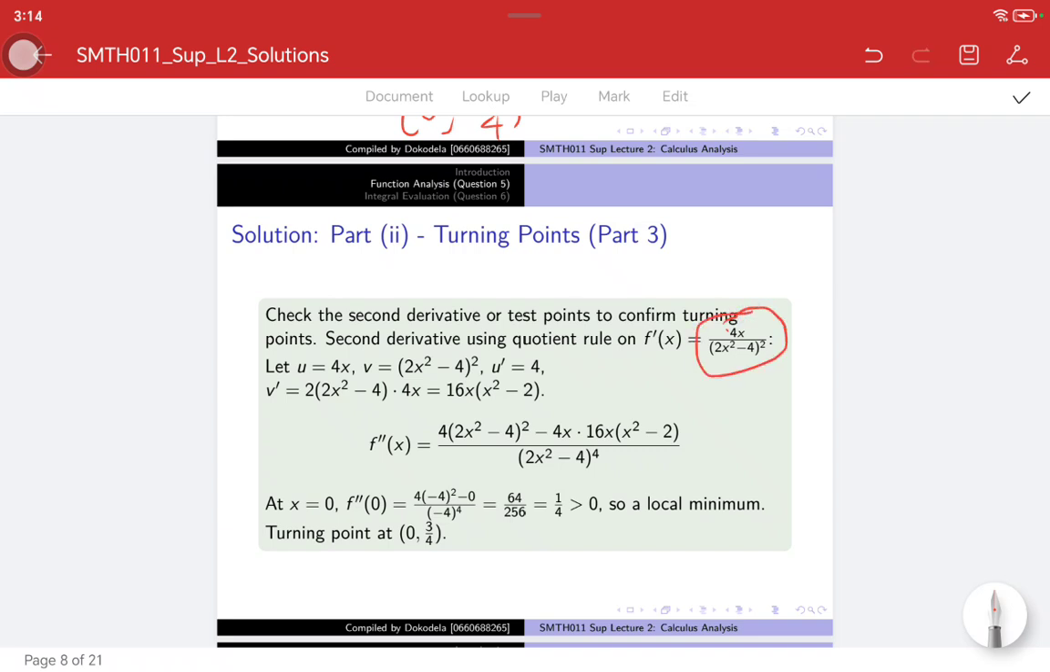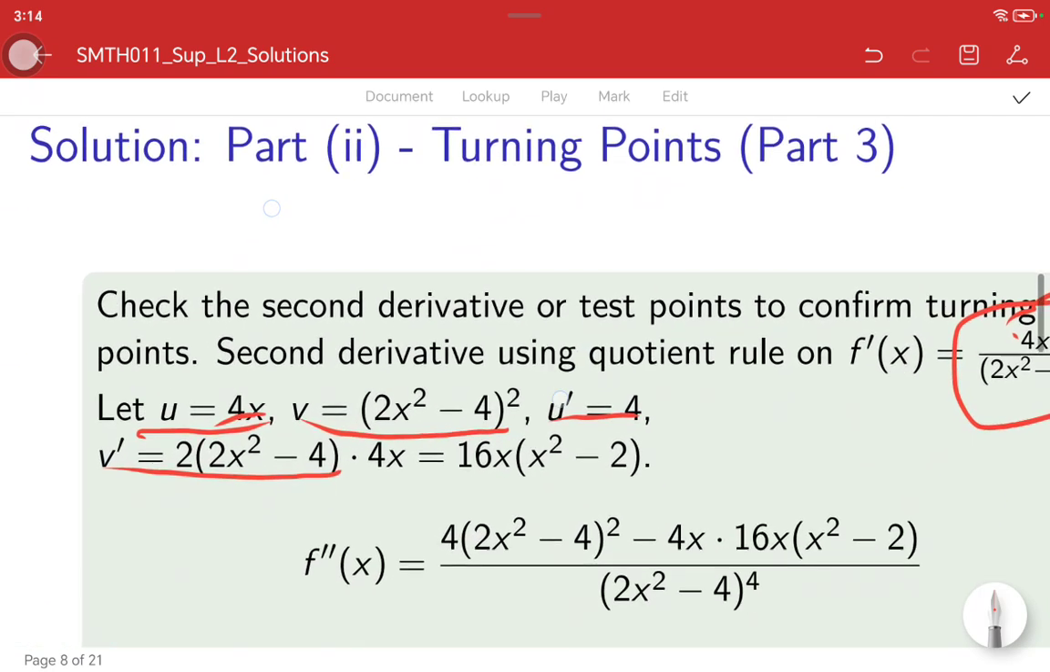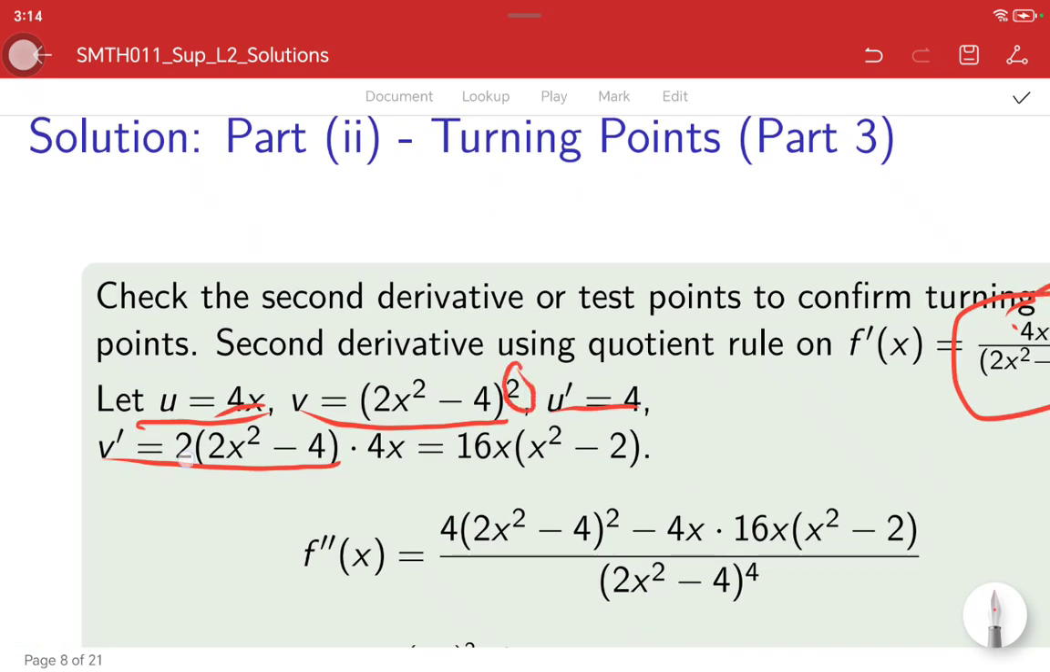This is the function. It means that I can let u be equal to 4x. I let v be equal to this denominator. Then I find u prime and v prime. Remember how to derive this. Here we first drop the 2. We keep this as it is, we subtract 1 from the power, and we multiply by the derivative of the inside. When I derive 2x squared minus 4, I get 4x. The derivative of the inside is 4x. Then when I simplify this times this, I get 8x.